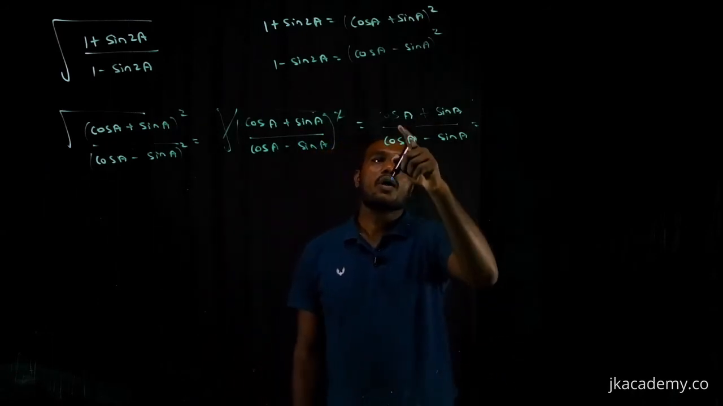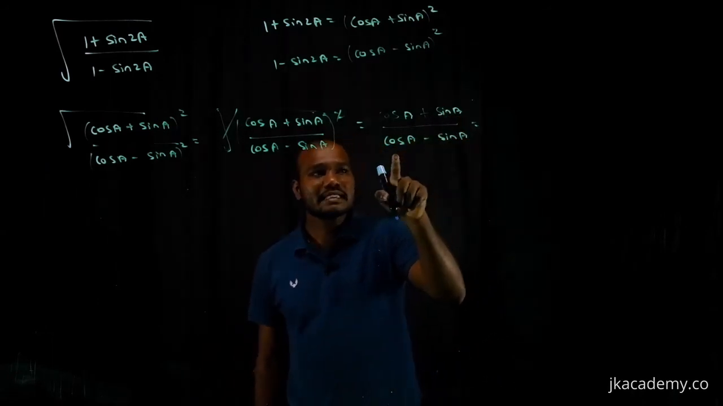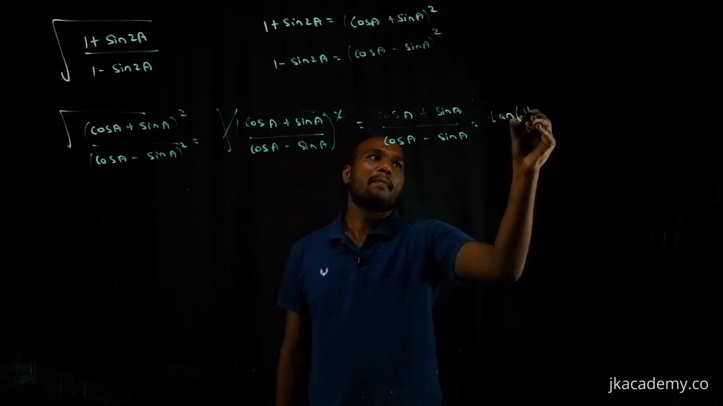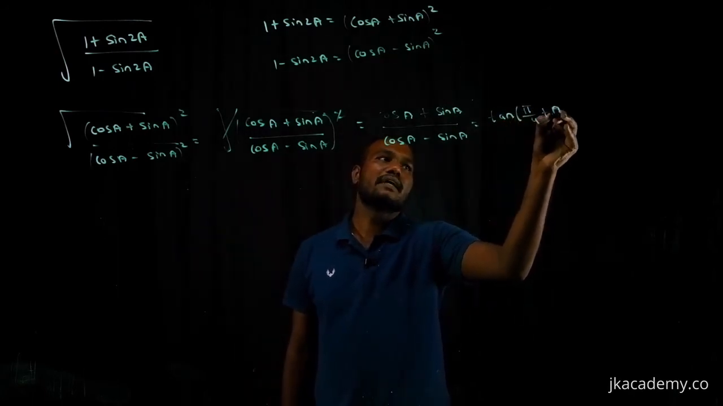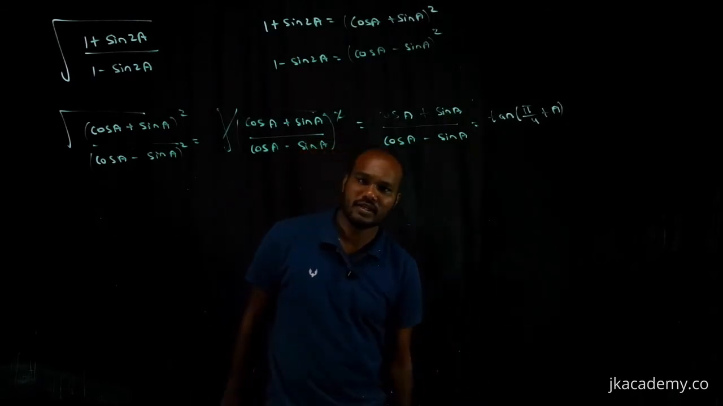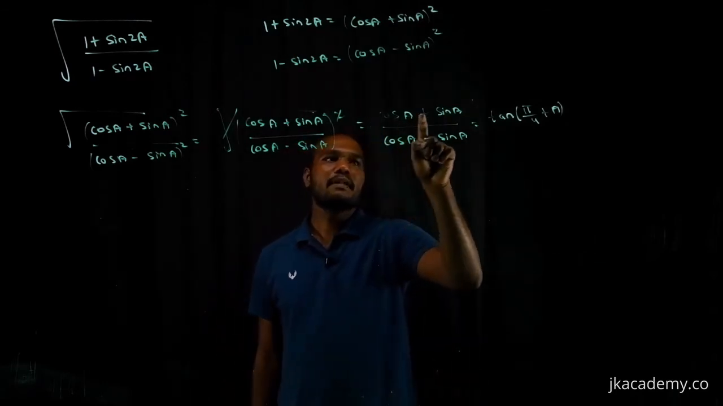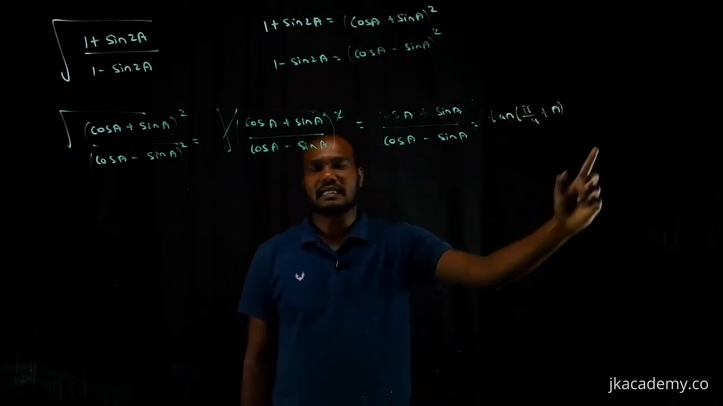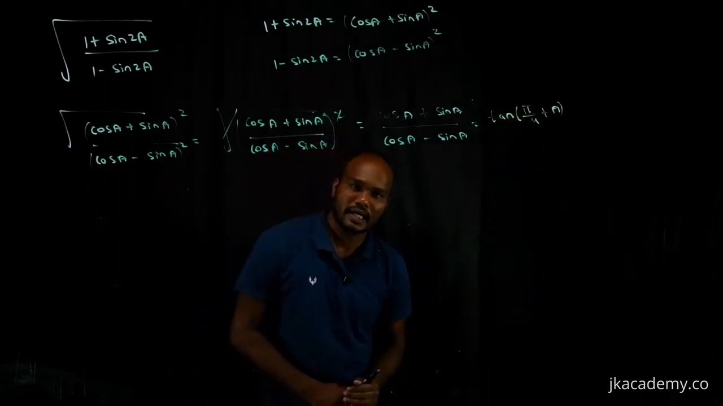Now, cos a plus sin a divided by cos a minus sin a is nothing but tan of pi by 4 plus a. This is another formula that you need to remember. Cos a plus sin a divided by cos a minus sin a is tan of pi by 4 plus a. This is a formula that you need to remember.